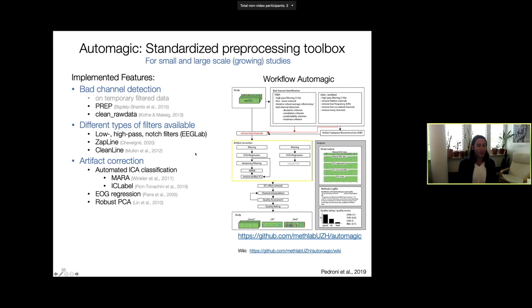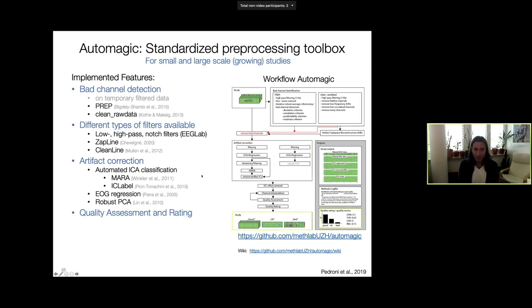Then we have implemented different automated ICA classification algorithms, such as MARA and ICLabel. And we also provide temporal filtering here for the automated classification. And there's also an optional robust PCA, which we usually don't use. And all of this is very modular, so you can choose the combination of the different pre-processing steps by yourself.